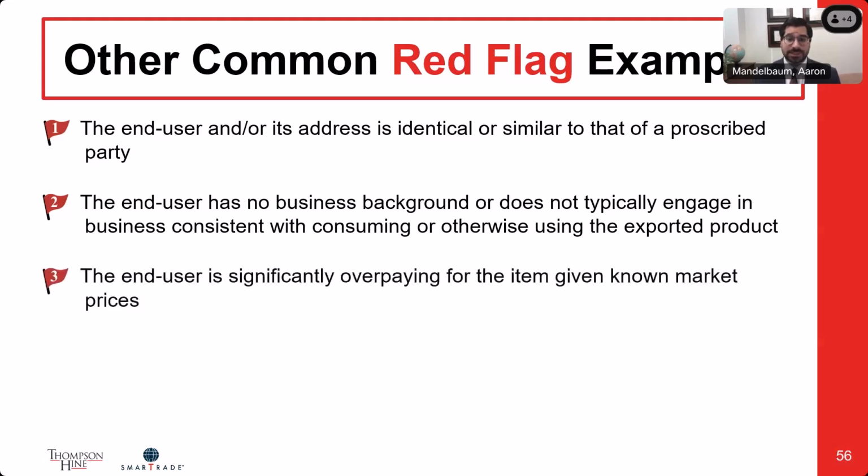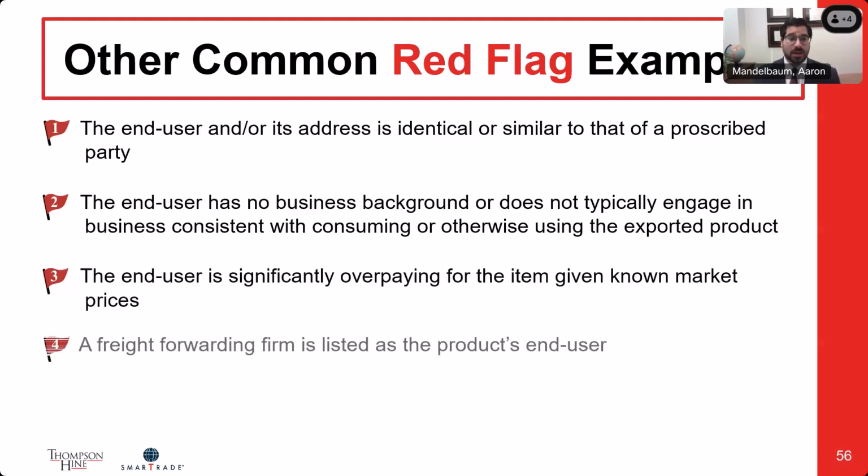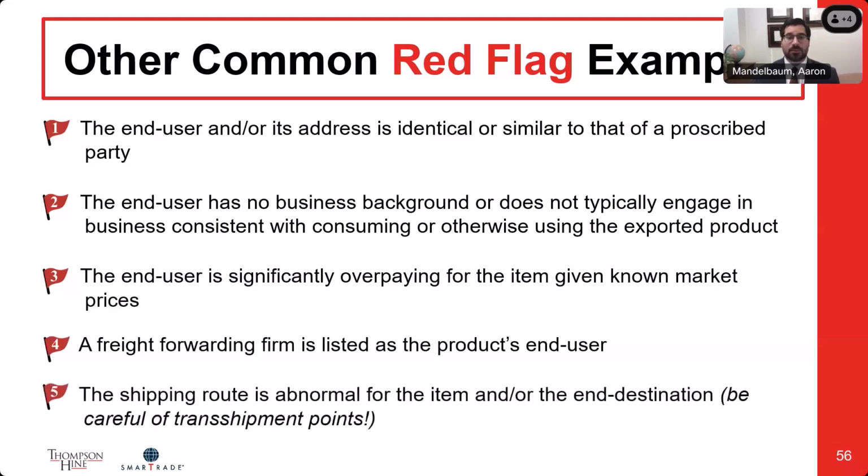Another common red flag that we see is if an end user is significantly overpaying for the item given known market rates. A fourth is when a freight forwarding firm, by its nature an intermediary party, is listed as the product's end user. Again, this could simply be a clerical error, nothing more, nothing less. So it's a red flag, and you still need to check for it. And then finally, another common one that we see is when there are abnormal shipping routes given the item or the end destination. The concern here is transshipment. I should point out that the United States government actually has a really wonderful list of transshipment points and ports online, so it's something to check out after this presentation.